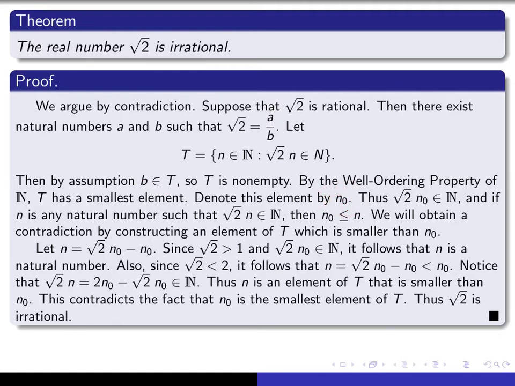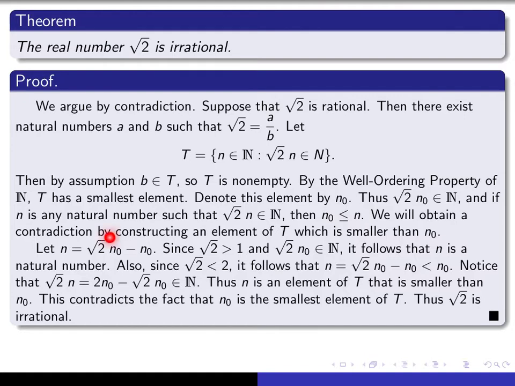Okay, so what do we know about n0? We know that n0 is an element of T, so that means when you multiply root 2 by n0, it's a natural number. And we also know that it's the smallest element of T. So if n is any natural number with the property that when you multiply by root 2, it's a natural number, then n0 must be smaller than or equal to that. Well, we're going to get a contradiction by constructing an element of T which is actually smaller than n0.